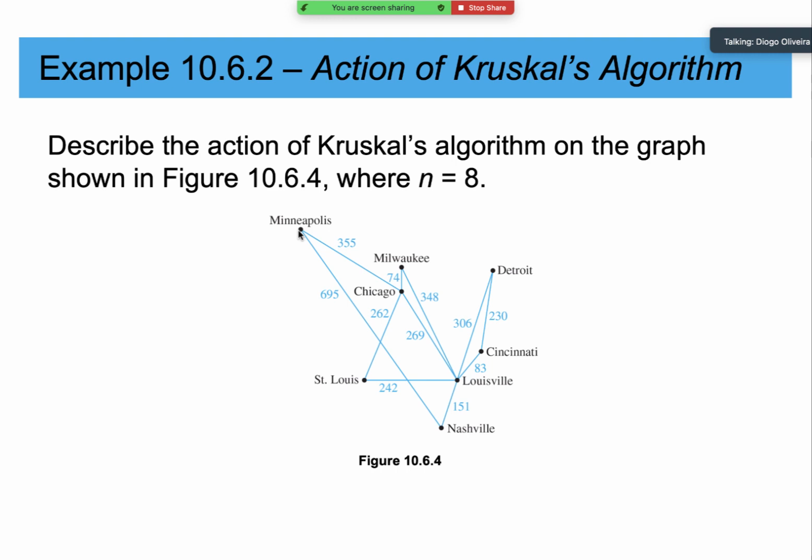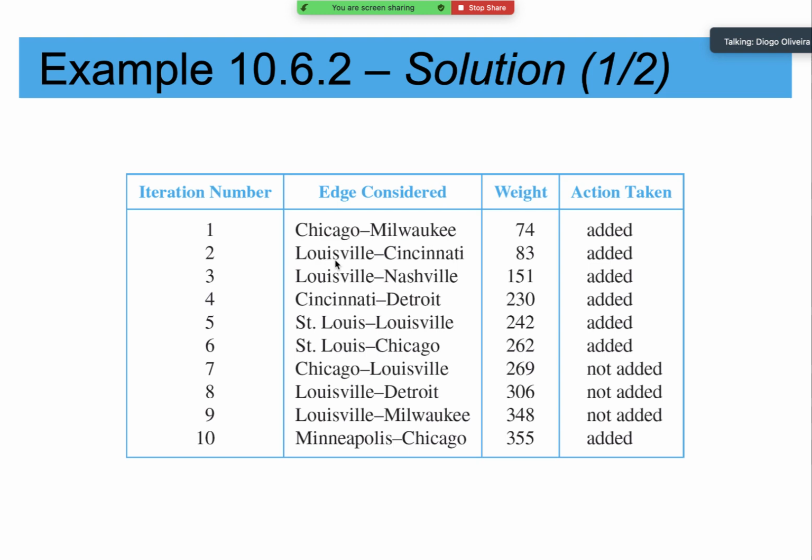That is perfectly fine. Now, there is one problem here. If you do that, you're going to see that you have two possible edges. And what you're going to do is to pick according to the shortest edge, which in this case would be 355. So it would be the edge between Chicago and Minneapolis. Now, as you can see here, it will at some point be added to our spanning tree.